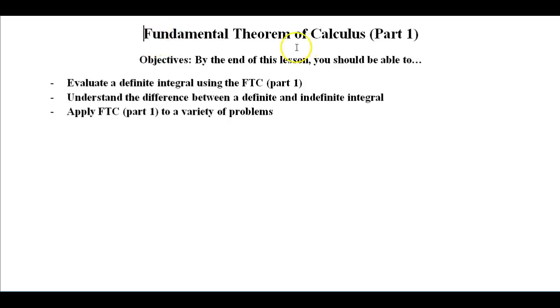The Fundamental Theorem of Calculus, Part 1. Objectives. By the end of this lesson, you should be able to evaluate a definite integral using the Fundamental Theorem of Calculus, Part 1, and you'll notice this is the common abbreviation for Fundamental Theorem of Calculus. You should be able to understand the difference between a definite and indefinite integral, and apply the Fundamental Theorem of Calculus, Part 1, to a variety of problems.